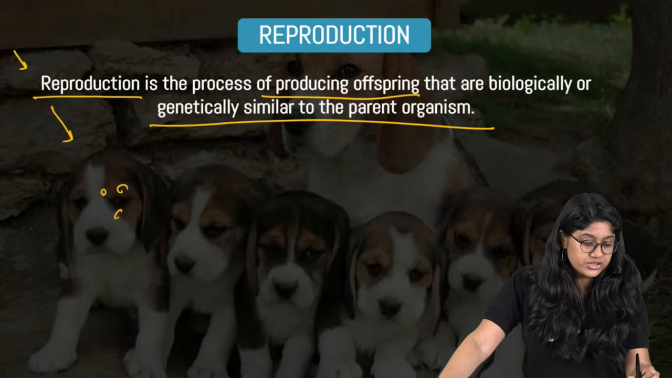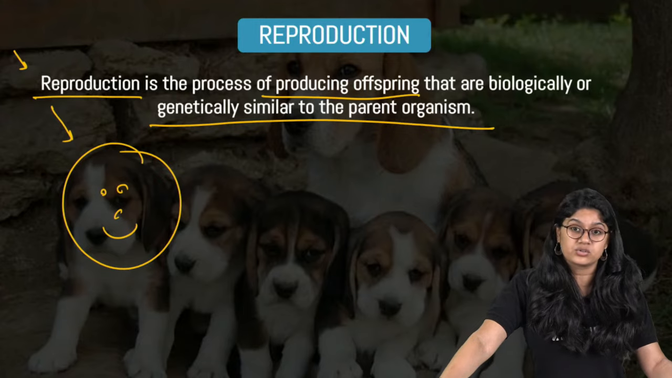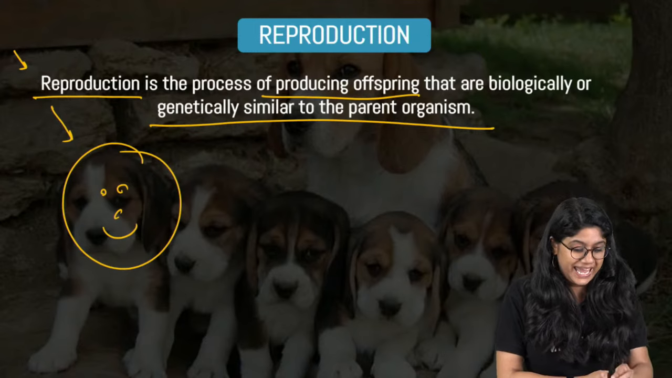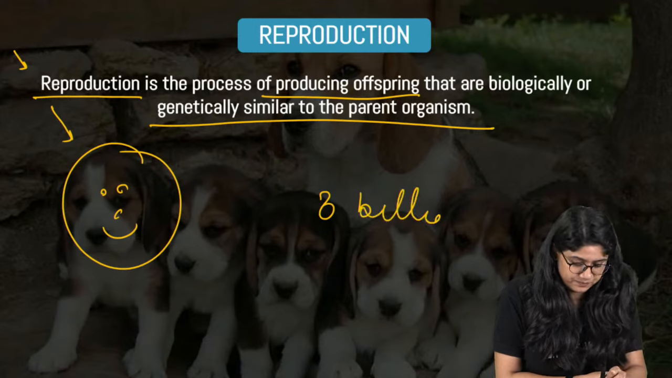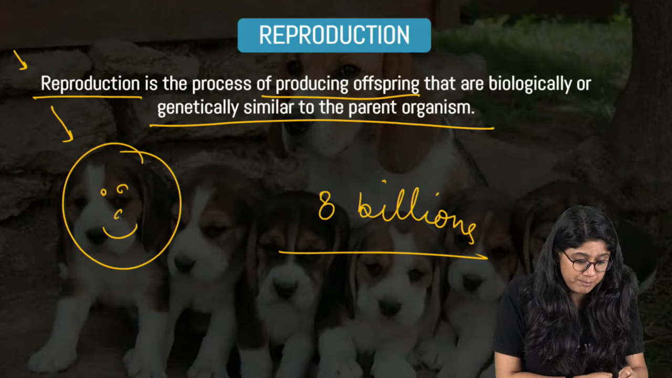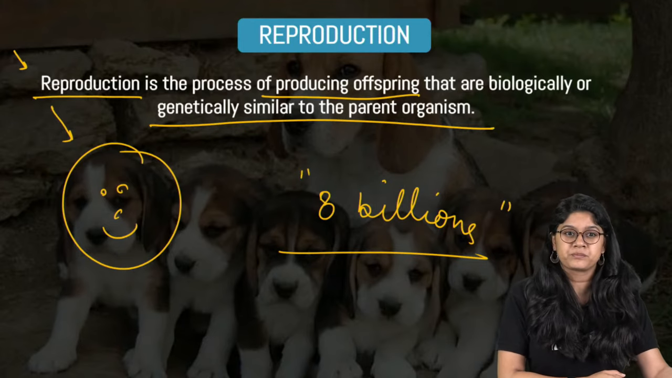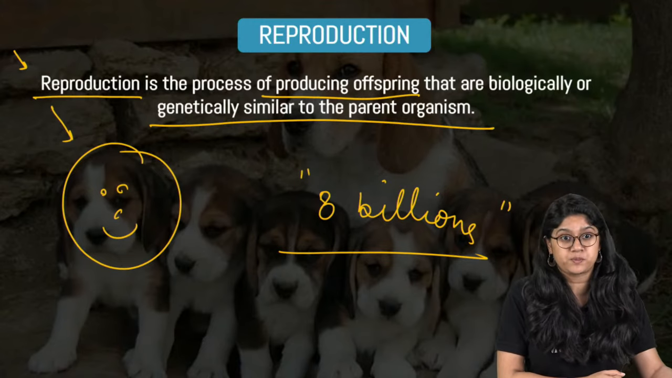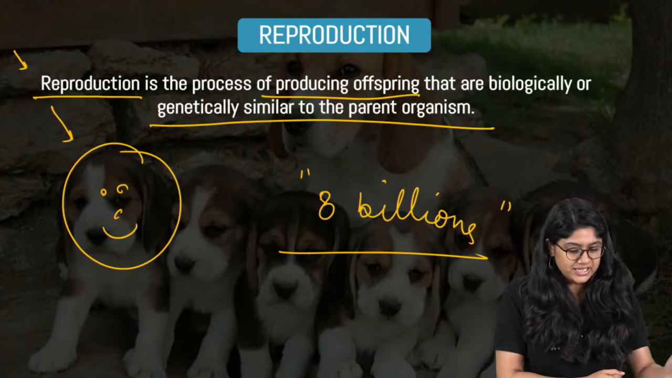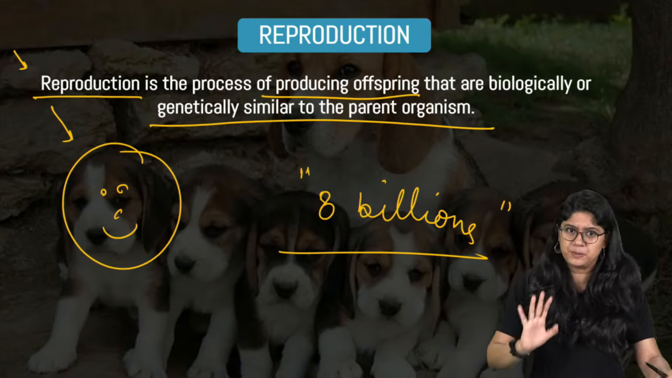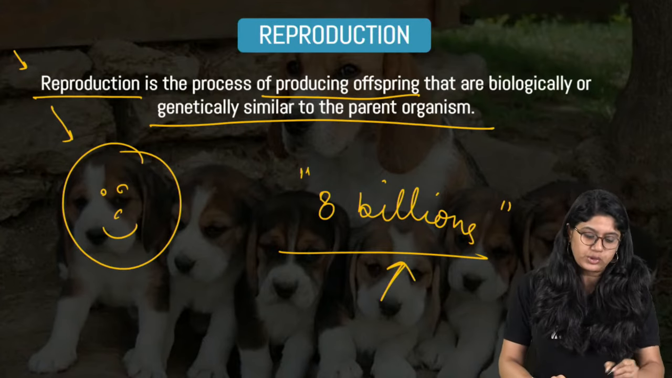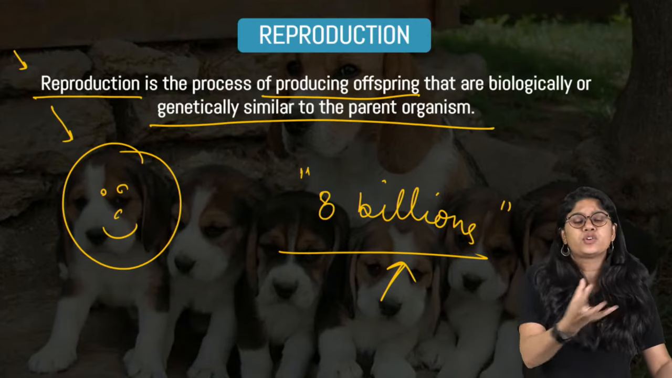Now, recently, I'm sure you have read in the news that the population of planet Earth has reached 8 billion. Yes or no? So many humans on our planet Earth. Yes, Harshit, offspring are the children, right? The next generation, we call it the offspring. So we have actually reached 8 billion, which is a huge number. And of course, this is because of reproduction. It's a result of reproduction.